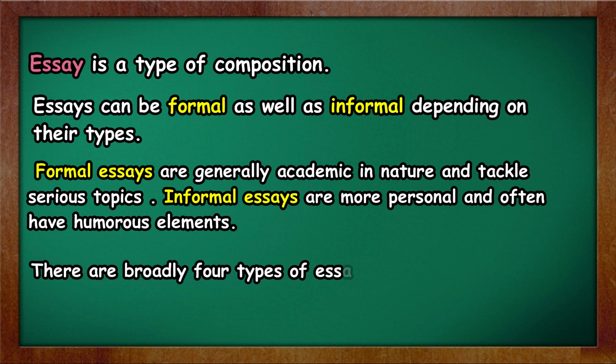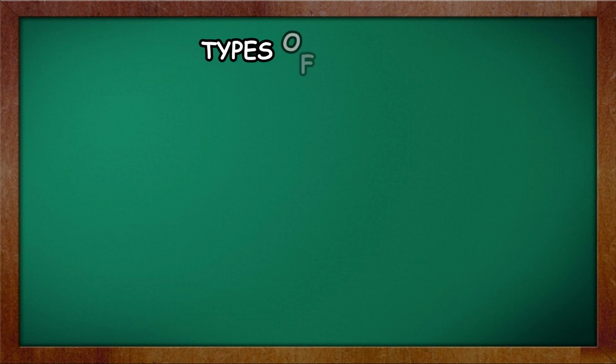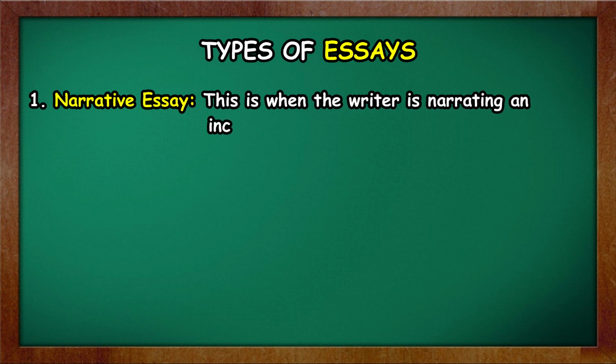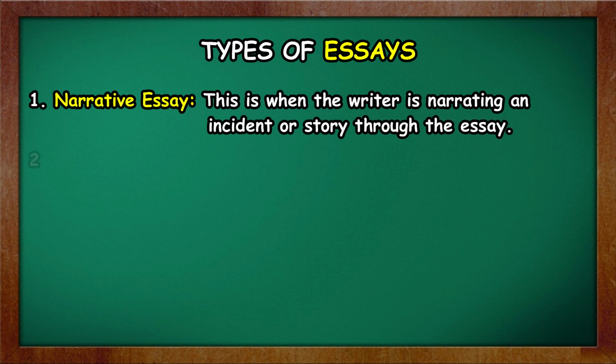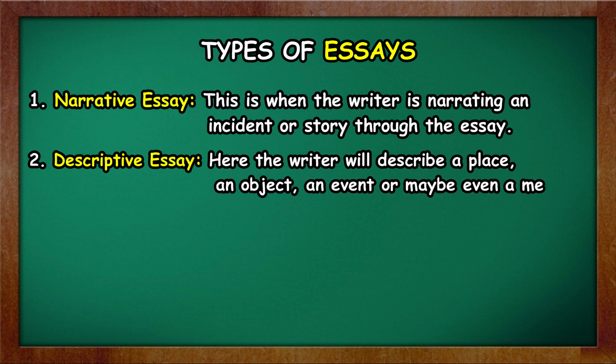There are broadly 4 types of essays. Let us see. Here we are with the types of essays. The first type is narrative essay. This is when the writer is narrating an incident or a story through the essay. The next type is descriptive essay. Here the writer will describe a place, an object, an event, or maybe even a memory.